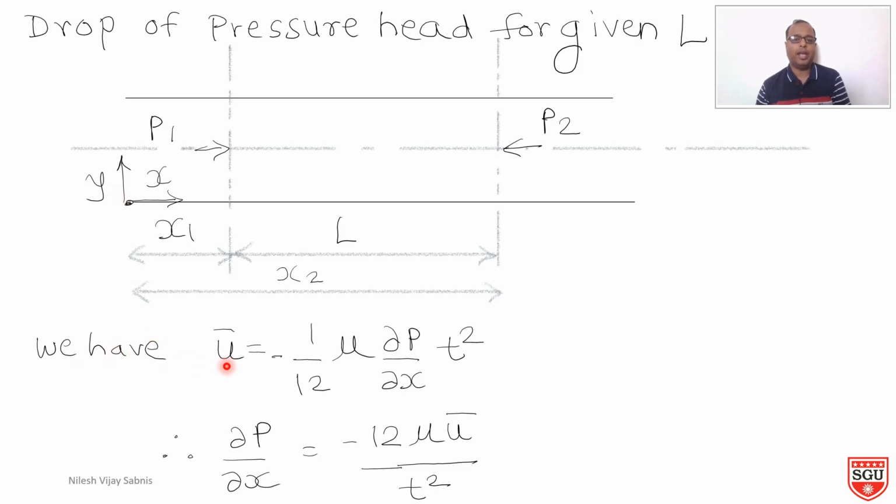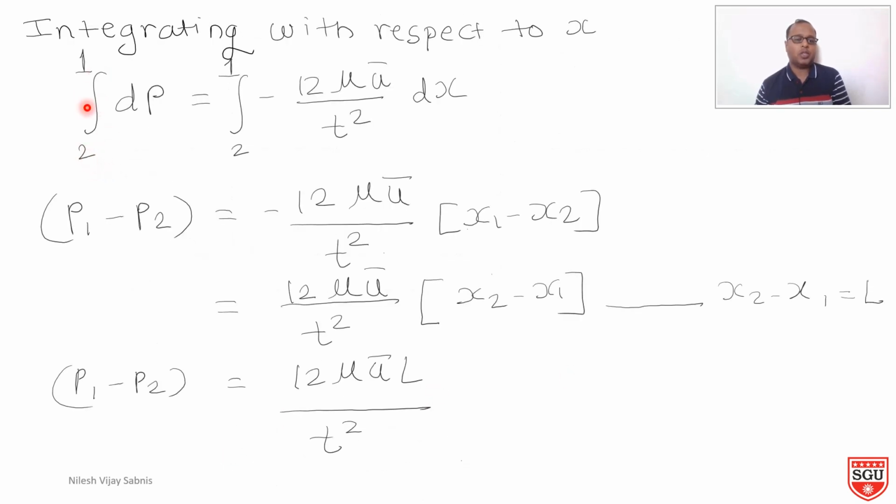We have the equation of average velocity: u bar is equal to minus 1 by 12 mu dou p by dou x into t square. We have to rearrange the terms by taking dou p by dou x on one side and other terms on the other side. Then in the next step we will integrate both sides. Integration between limits 2 to 1 dp is equal to integration between 2 to 1 of minus 12 mu u bar by t square into dx. The term minus 12 mu u bar by t square is the constant term. Only dx is the variable.